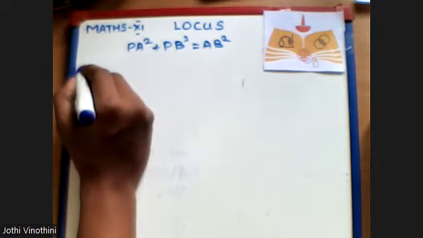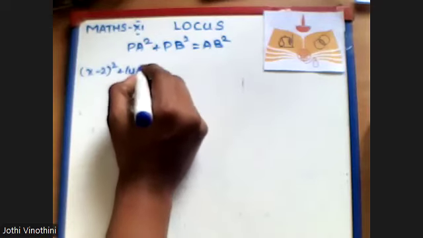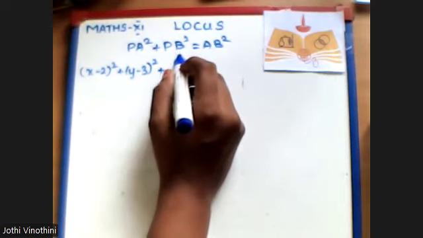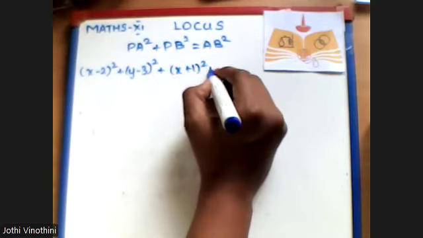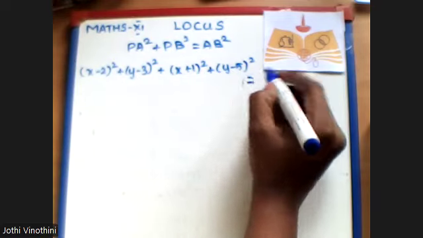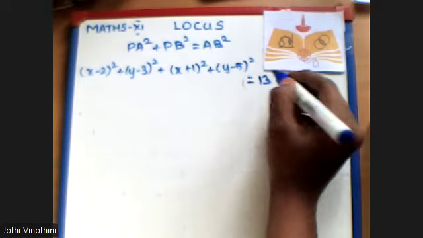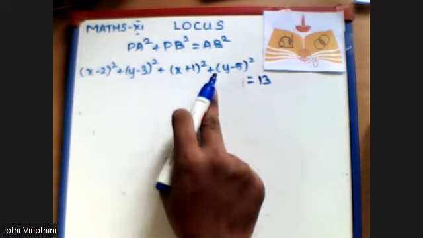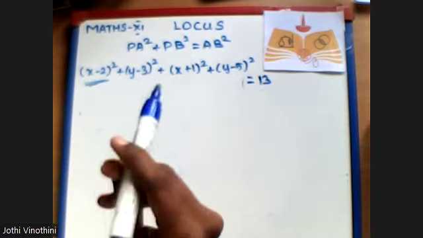Okay. What do we have for PA squared? Yes, we have x minus 2 the whole squared plus y minus 3 the whole squared. Super. What we solved for PB squared? We solved that as x plus 1 the whole squared plus y minus 5 the whole squared. Okay, which is equals what we have solved for AB squared, which is equals 13, right? Right. Shall we solve this again? One more time. Super. This term looks like some term in formula, right?